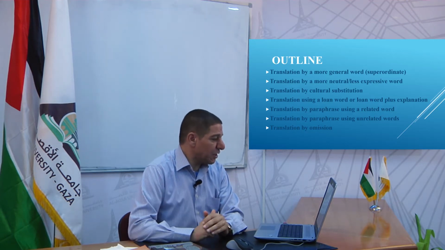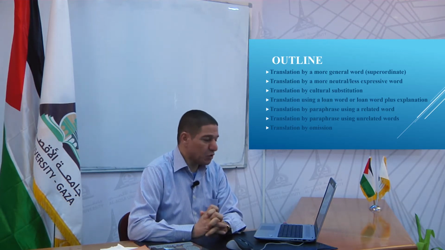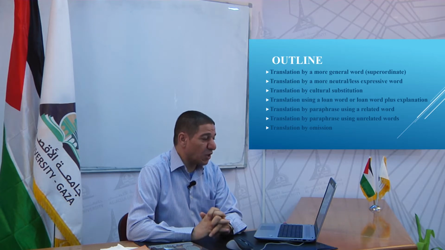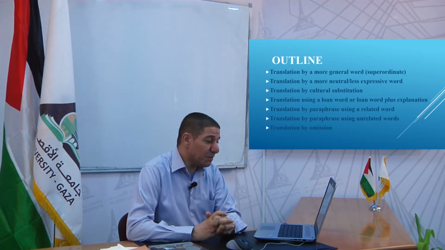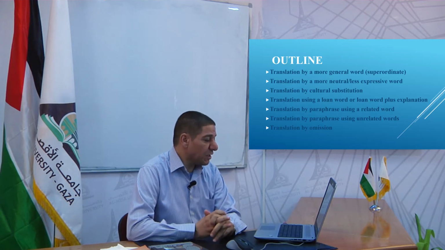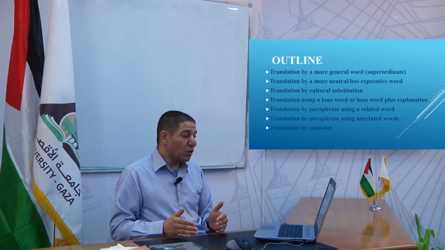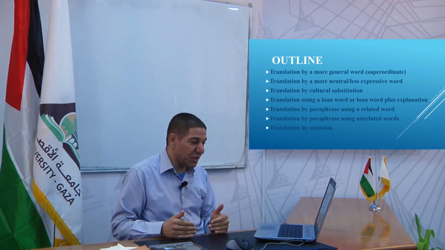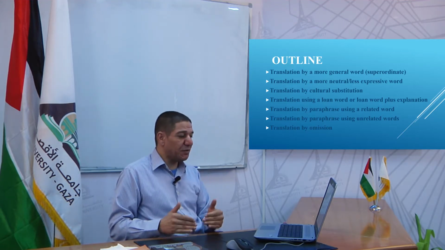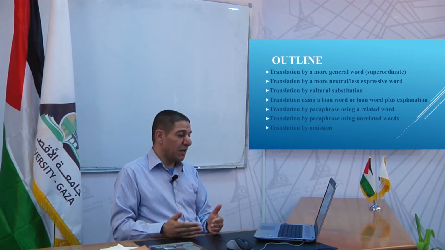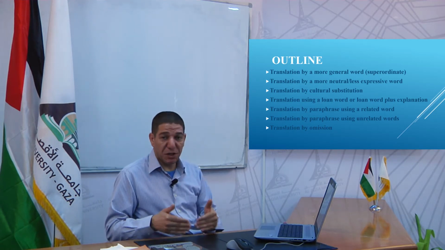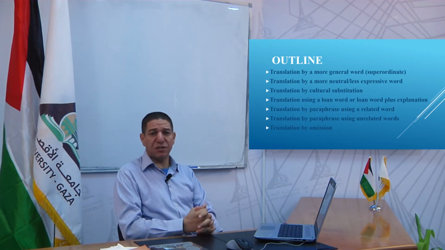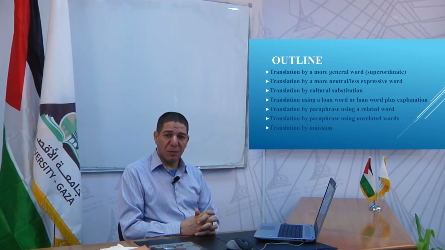These strategies are translation by a more general word, which we call superordinate, translation by a more neutral or less expressive word, translation by cultural substitution, translation using a loan word or a loan word plus explanation, translation by paraphrase using a related word, translation by paraphrase using unrelated words, and then we use translation by omission.